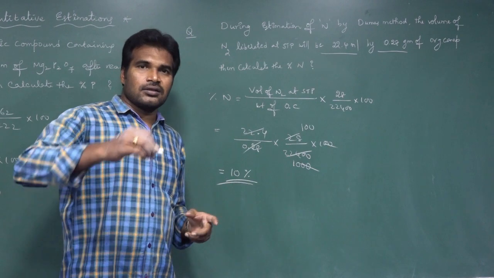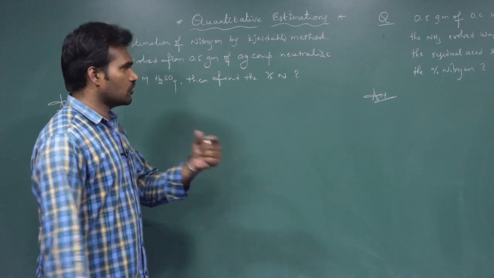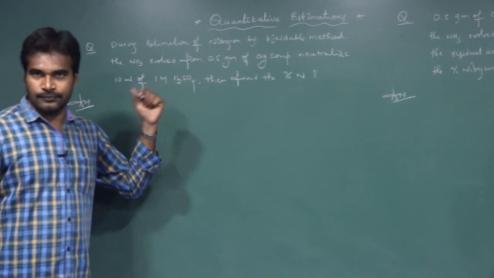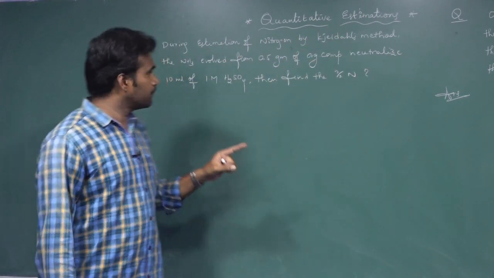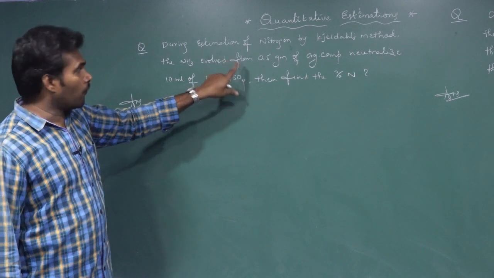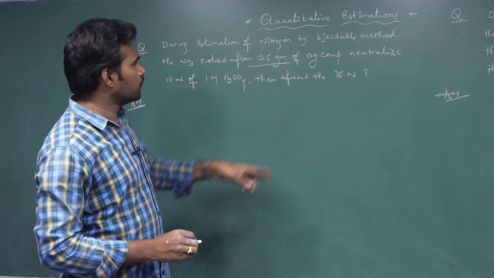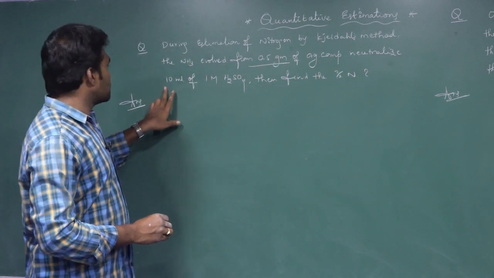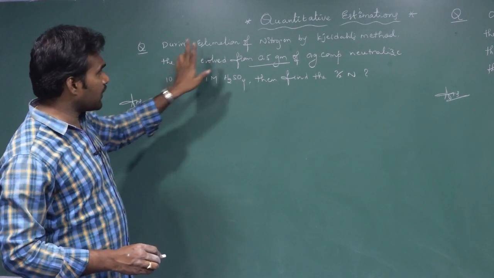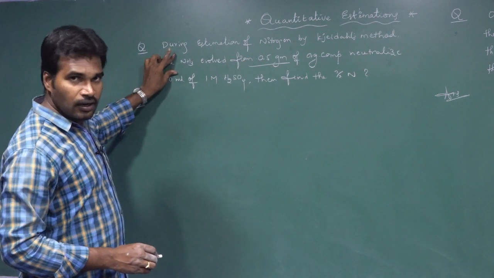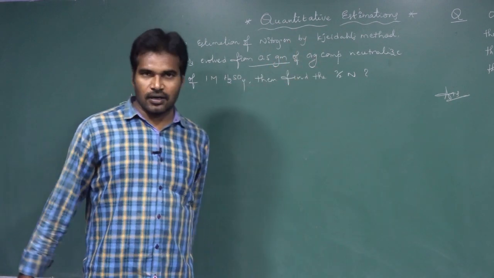Next, let us discuss the problem about Jeldahl's method. Now let us discuss the two important model questions asked from Jeldahl's method. The first one: during estimation of nitrogen by Jeldahl's method, the ammonia evolved from 0.5 grams of organic compound neutralizes 10 ml of 1 molar H2SO4. Then find the percent of nitrogen.